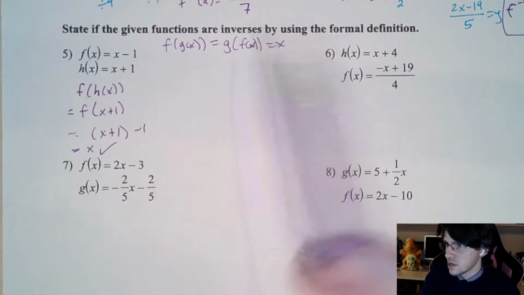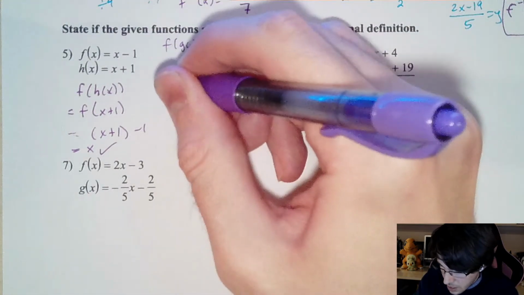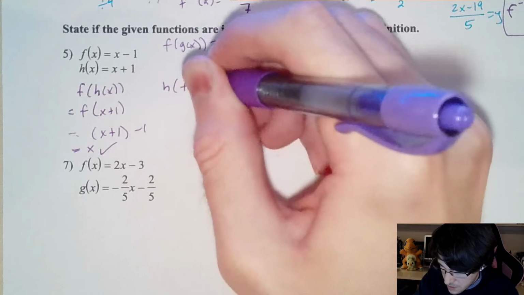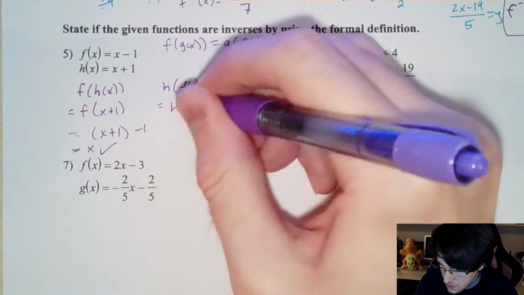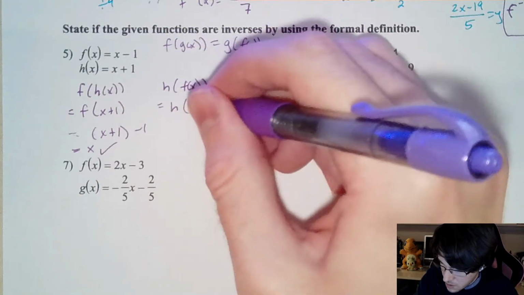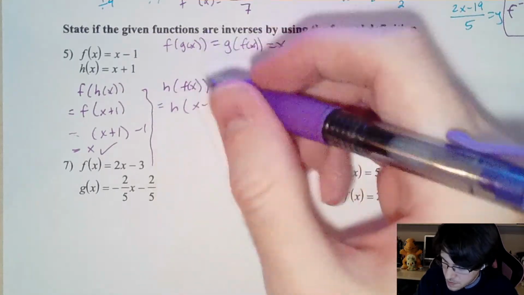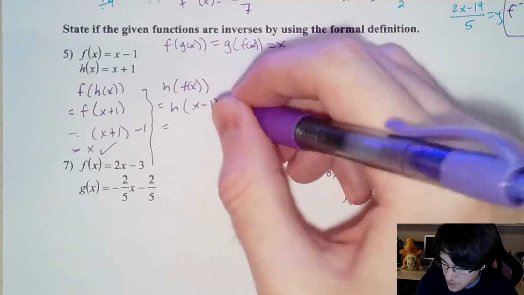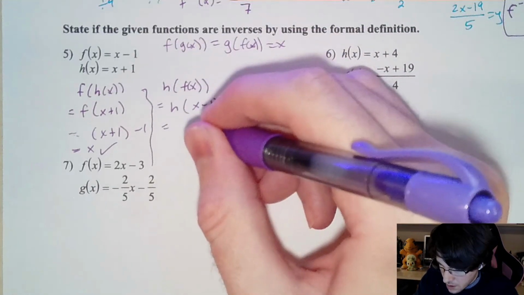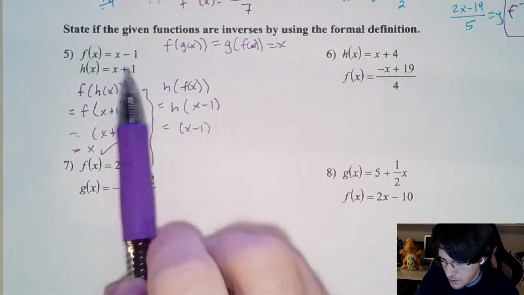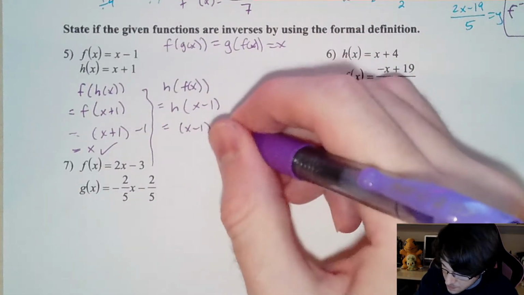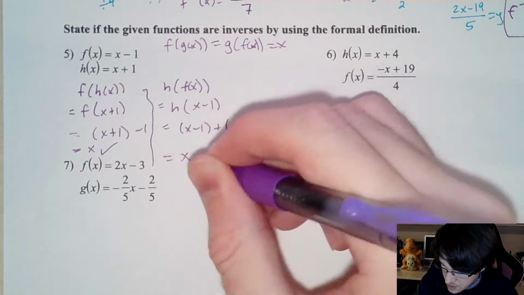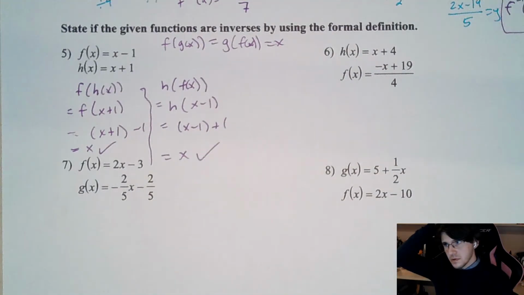Now we have to do the second one, h of f of x. So that means we have to go the other way around. h of f of x is going to be equal to h of x minus 1. That's equal to x minus 1, where you're replacing that x with this x minus 1. Add 1 at the end, and that is also equal to x. Check mark. Easy peasy.